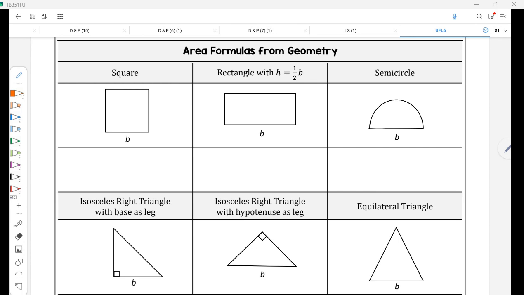So let's review those formulas. Let's see how all this works. Easy one first. If a square has a base of b, the area of the square is b squared. There we go.